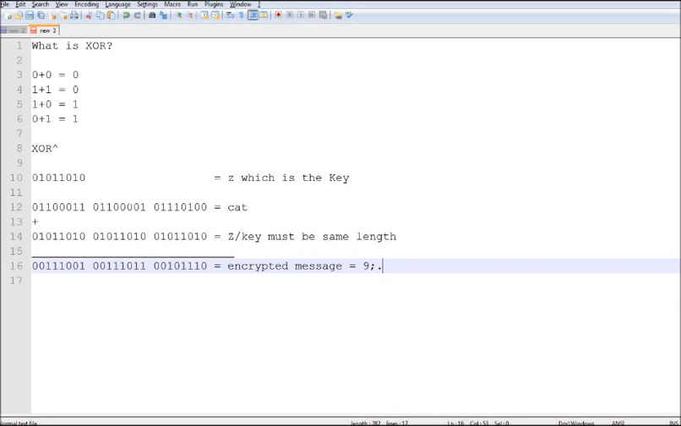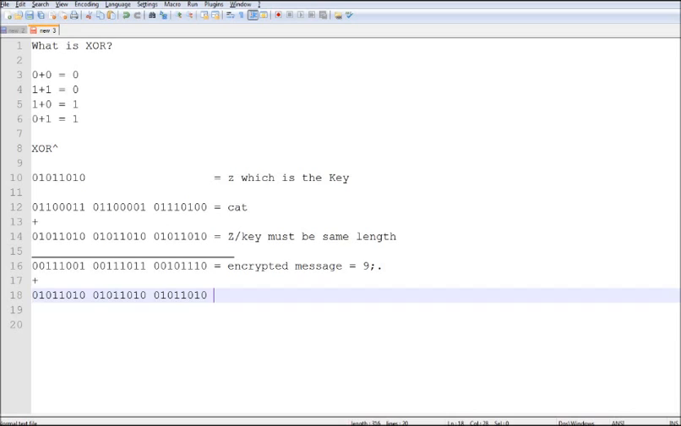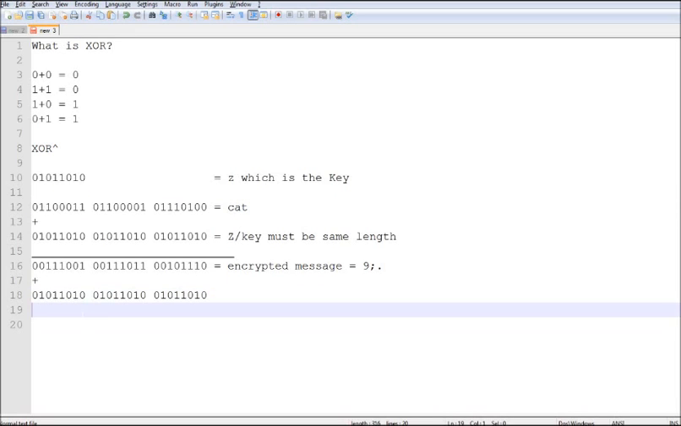And obviously, to backtrack is the same way we decrypt it. So, if I want to decrypt 9 colon semicolon period, I will just use the key once again. So this plus this will equal cat.